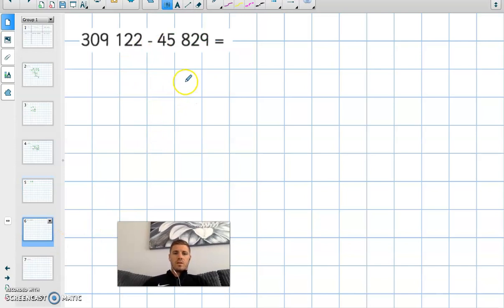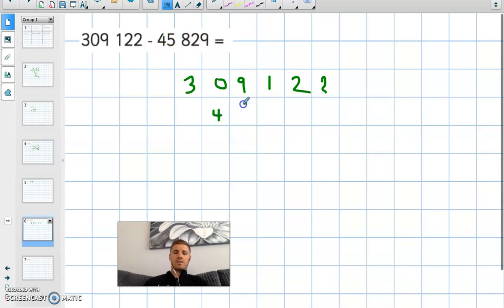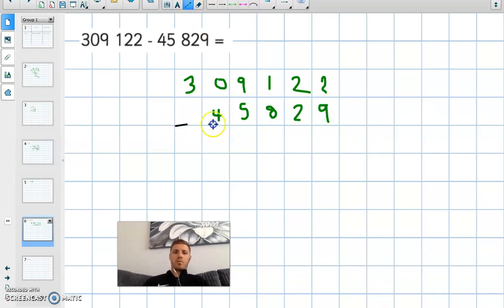Next question. Subtracting 2 numbers away from each other, 2 quite large numbers, so we'll need to put them both into a formal method to get the correct answer. But again, ensuring that you're putting the digits in the correct place value. So now I've put it into my formal method, I can start subtracting the numbers away from each other. So 2 take away 9 I can't do, so I need to borrow from next door. 2 becomes a 1, that 2 becomes a 12. 12 take away 9 is 3.